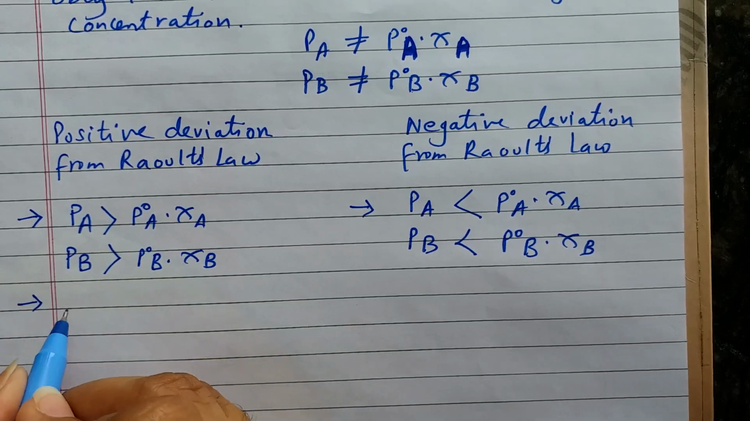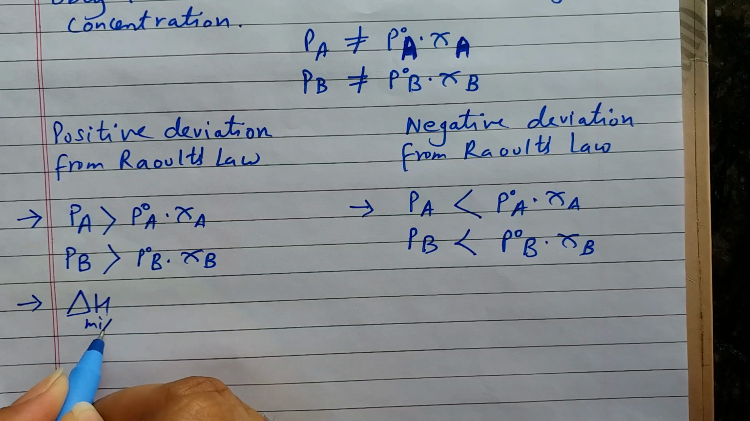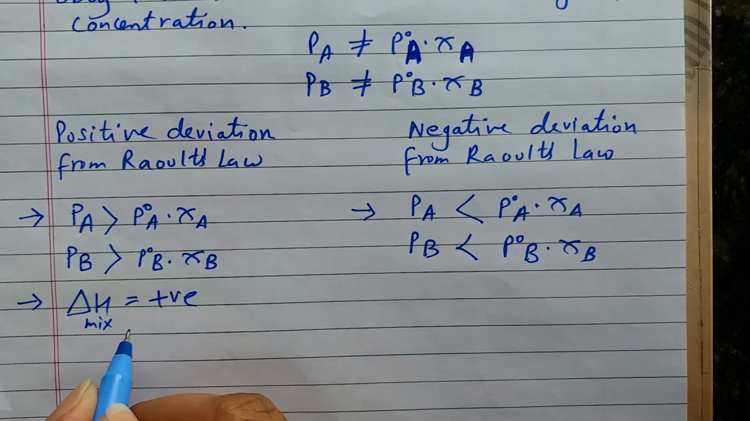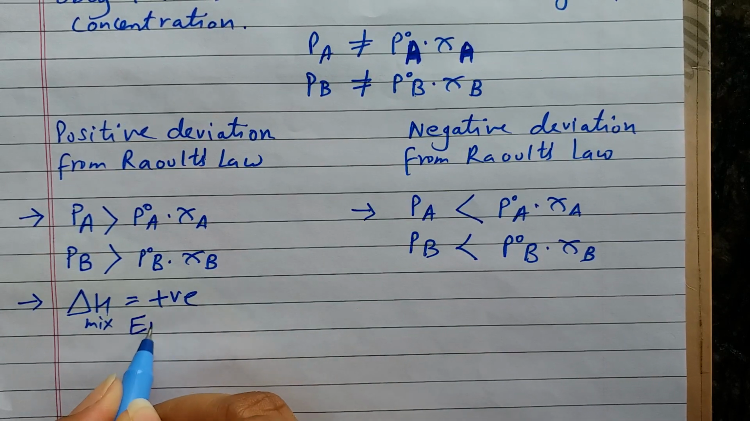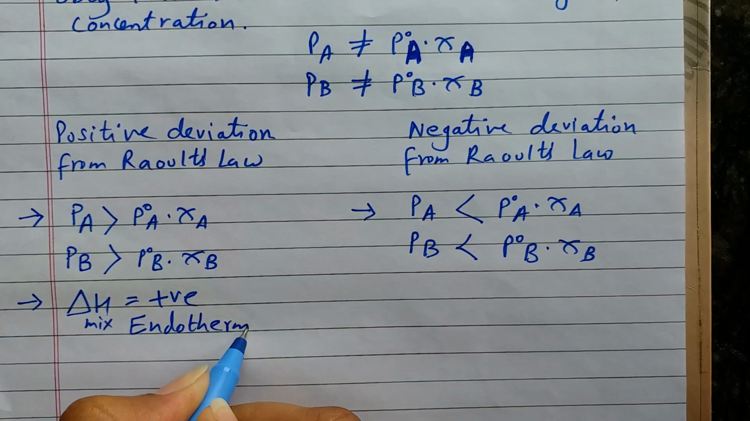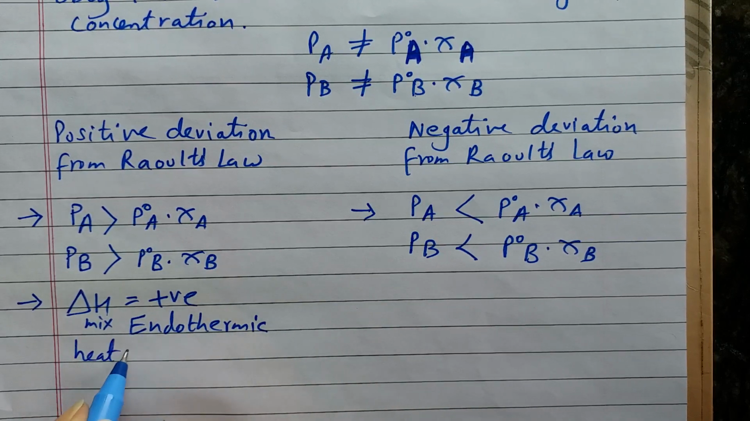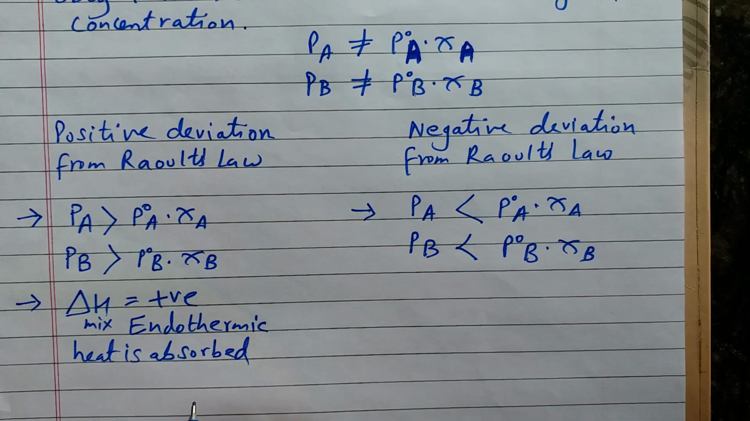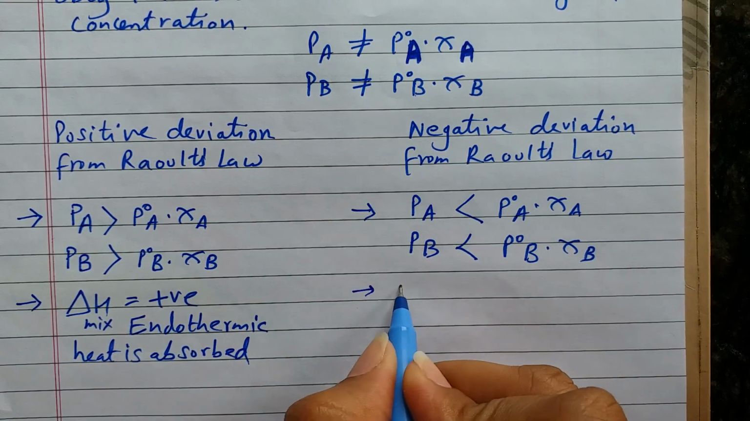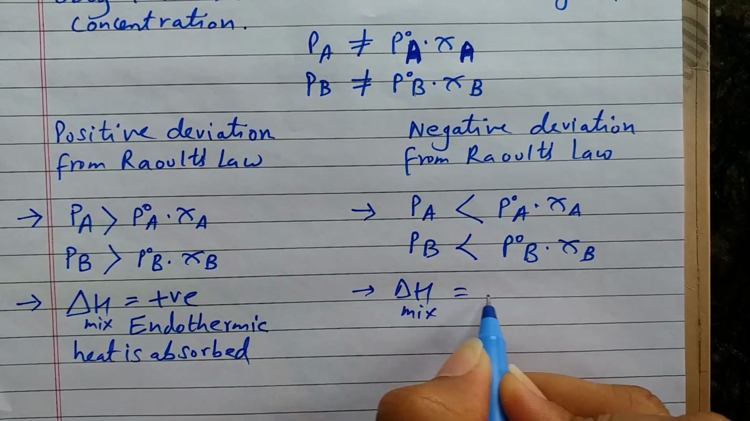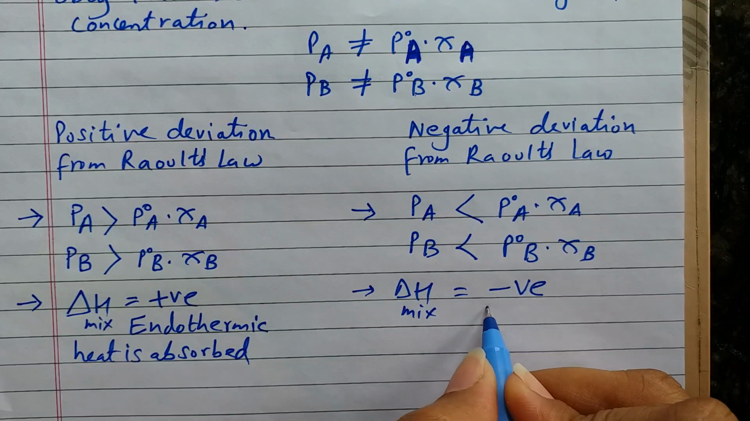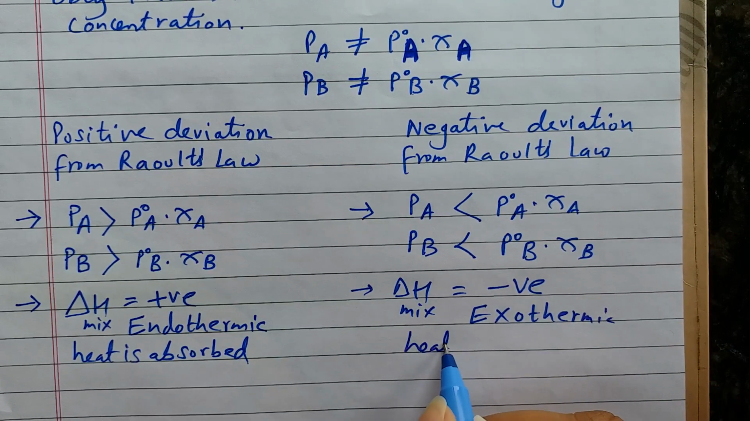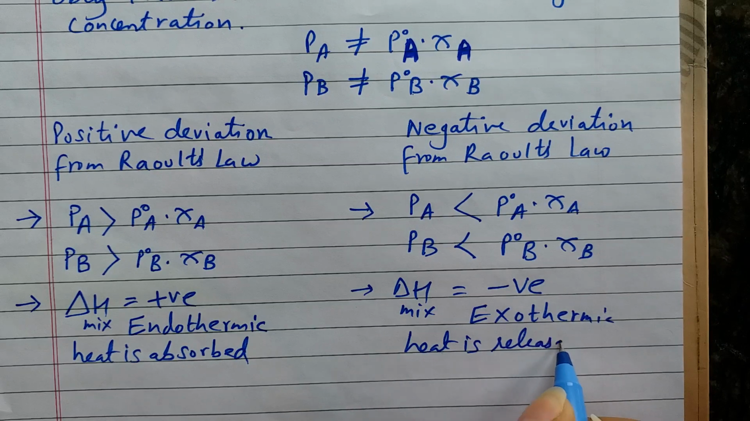The next thing that is observed is that delta H mixing for positive deviation is positive. Delta H positive means the process is endothermic, which means heat is absorbed. So during the formation of a solution showing positive deviation, heat will be absorbed. On the other hand, for negative deviation, delta H mixing is negative, and negative means the process is exothermic, which means heat is released during the process.